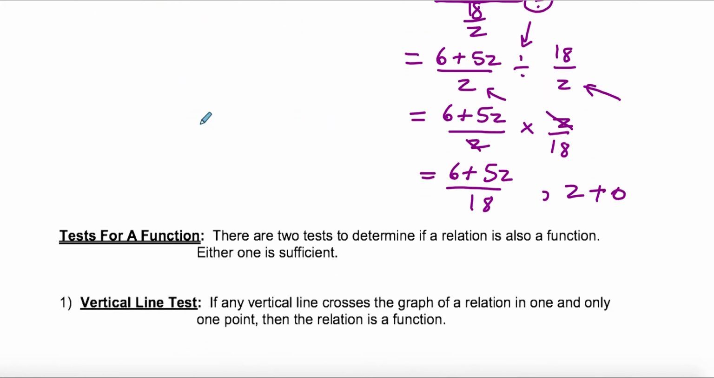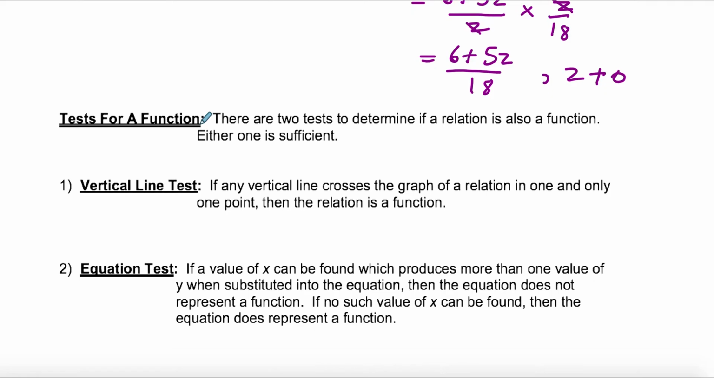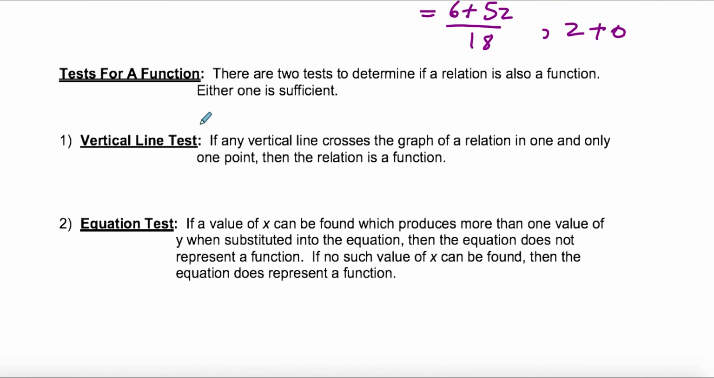We can test to see if something is a function. So at the beginning we talked about how a function is special. It's a special type of relation. And for every x, there can only be one y. It doesn't always have to have distinct points. We can have a straight line, for example, where all the points are connected, and a straight line is a function as long as it's not vertical.